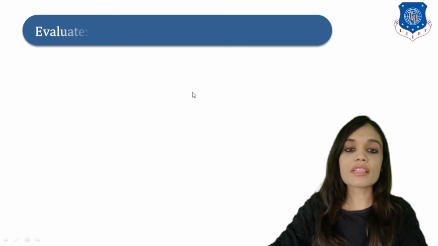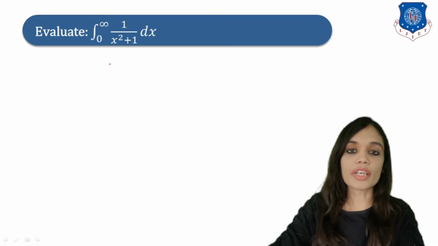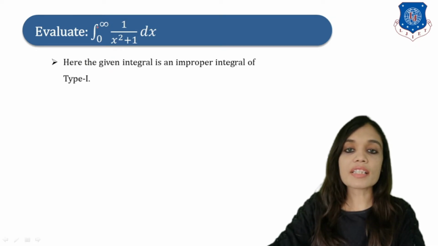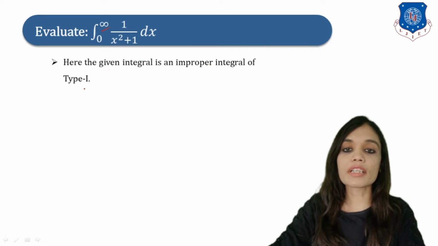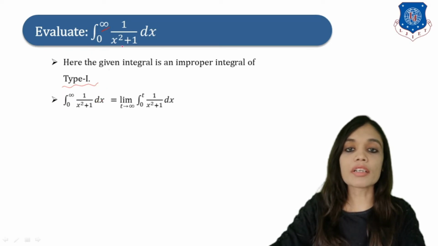Now let us study a few examples based on this. Here we have to evaluate integration 0 to infinity 1 upon x square plus 1 dx. Now here we can see we have infinity in our upper limit, so the given integral is an improper integral of type 1. Now let us study the method to evaluate such type of integral.